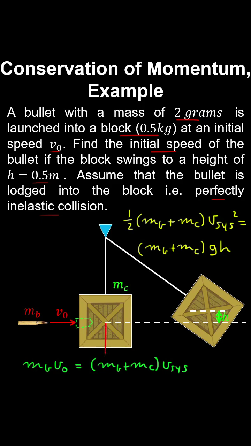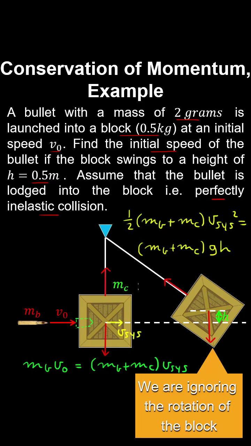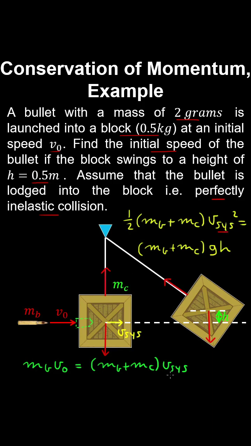So note that if you draw the forces acting on the block, the tension force in the string is always perpendicular to the velocity of the system, and it thereby does no work. And now you can solve for the velocity of the system using what's given, and then substitute into this equation to find the initial speed of the bullet. And post your answer in the comments.